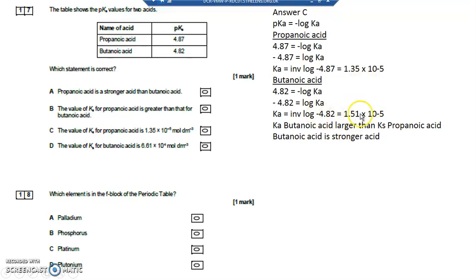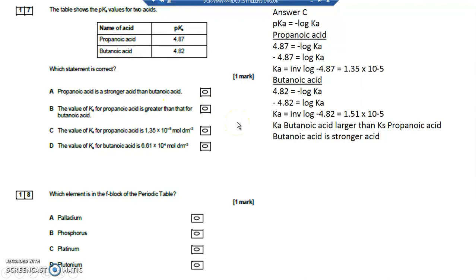So butanoic acid is the larger number, and butanoic acid is the stronger acid. So the value of Ka for propanoic acid is 1.35 times 10 to the minus 5. That's correct. The answer is C.